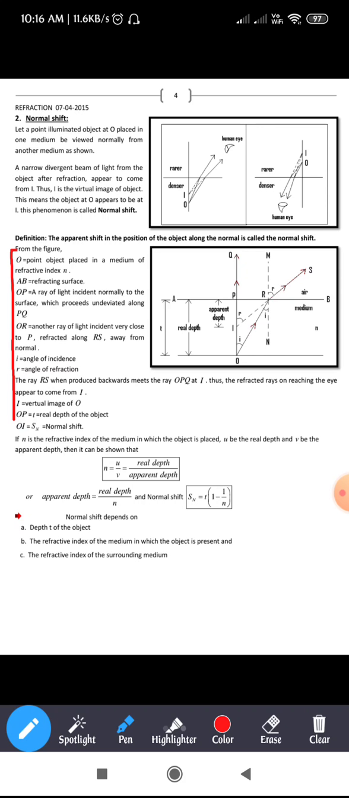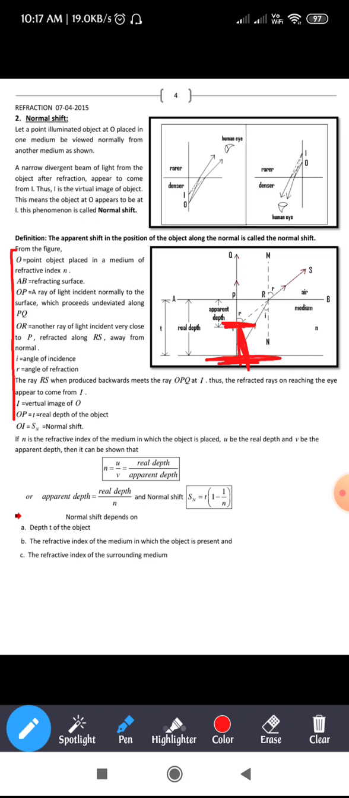Okay. So I is the virtual image of O. OP is nothing but T, that is the real depth of the object. And next, OI is nothing but the normal shift. You can see here the object is placed here, but it appears to be at this point. So this distance is called the normal shift.